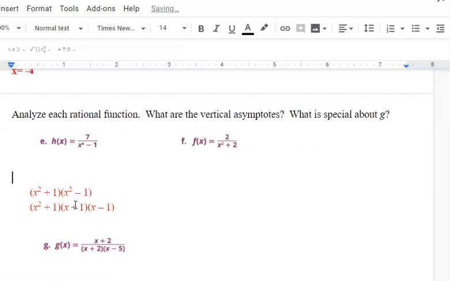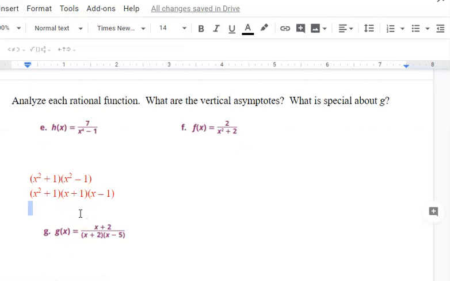is, you'll notice I have an x plus 1, so x equals negative 1 would be a vertical asymptote, and x minus 1, so x equals positive 1 is a vertical asymptote. But x squared plus 1, you can't get a real number for x there. If you were to solve that, x squared plus 1 equals 0, you're going to get imaginary numbers. These are not going to be values that we can plot on the graph. So we really only have 2 vertical asymptotes here.